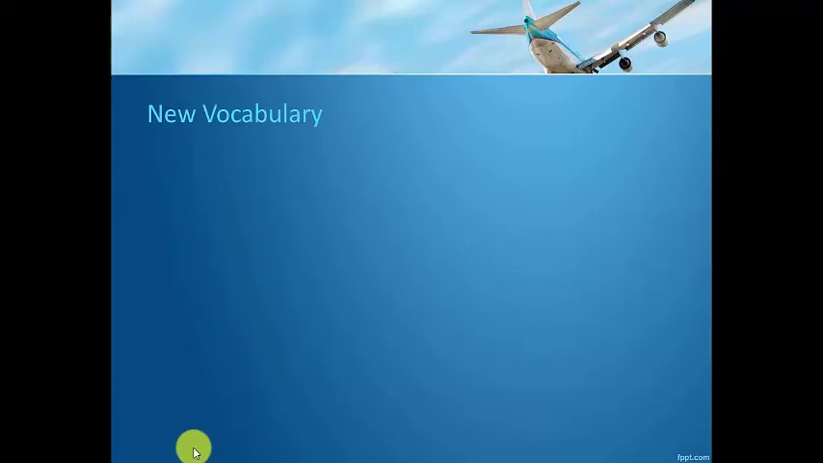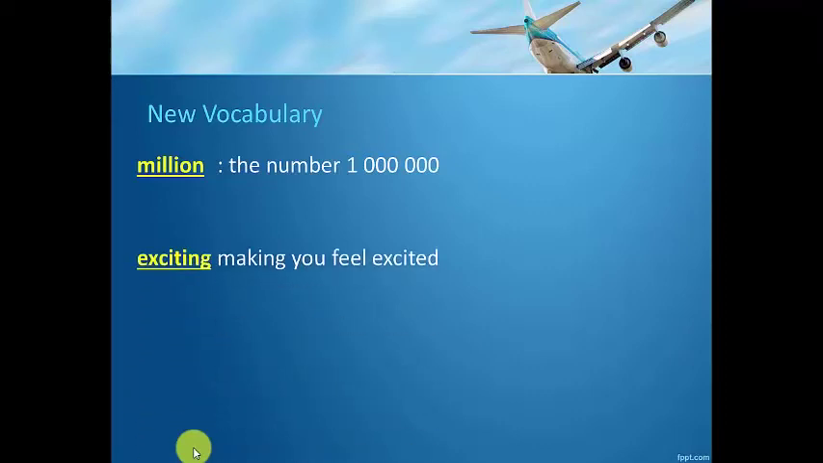We have some new vocabulary here. The first one, million, and the number in digits is like this. We have exciting, and exciting means making you feel excited. Like this boy in this picture. He's very excited. He has just watched an exciting film. He has just won a prize, so he's very excited.